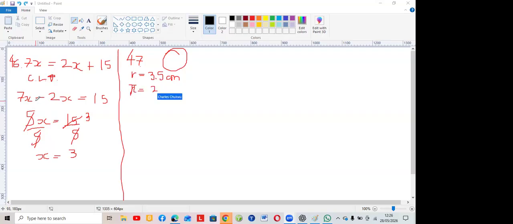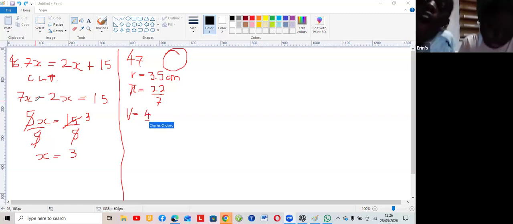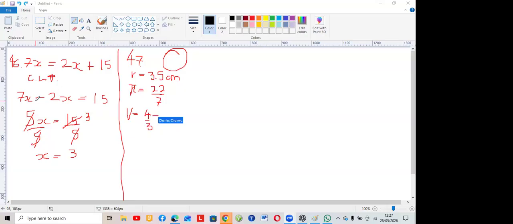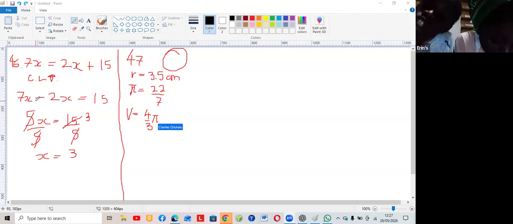Is there anybody that is saying they don't know that a sphere has a volume? Anybody wants to try? Okay, don't worry. I think this is the first time we're probably seeing a question like this. So volume of a sphere is given by 4/3 pi r cubed.